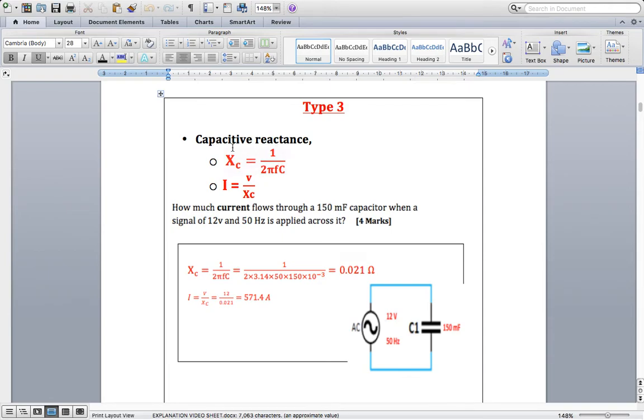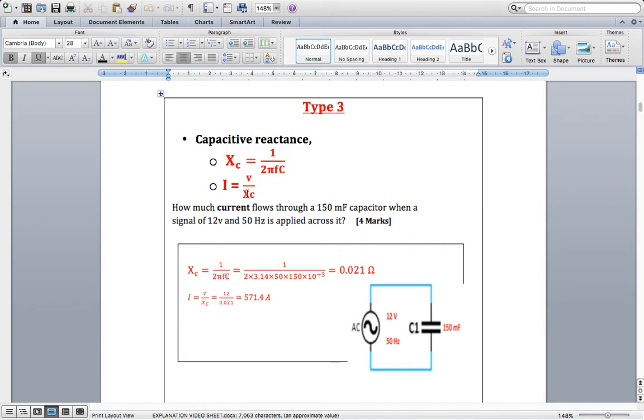Okay, and it is denoted like this. Reactance symbol is X, and since it is for a capacitor, we will put C here. So XC is called capacitive reactance, and its formula is equal to 1 divided by 2 pi FC. Okay, the value of pi will be given in the question paper, so you just need to substitute. F is called the frequency and C is called the capacitance value.